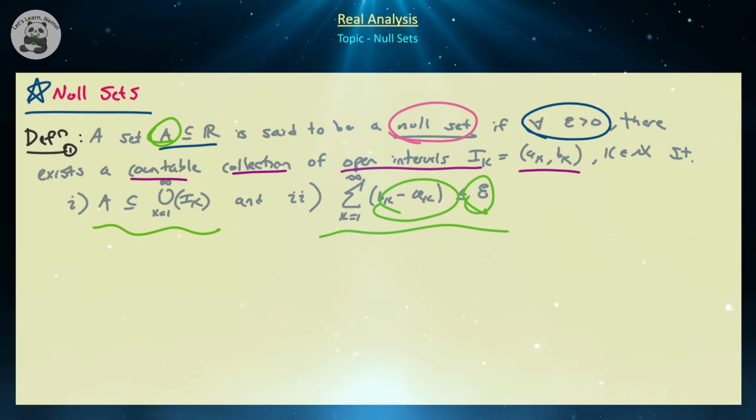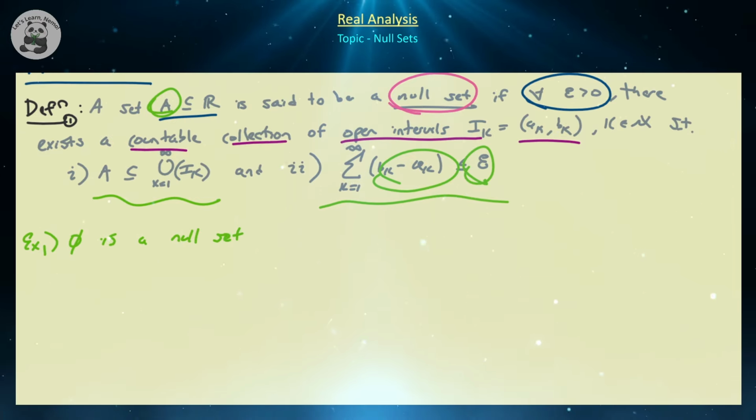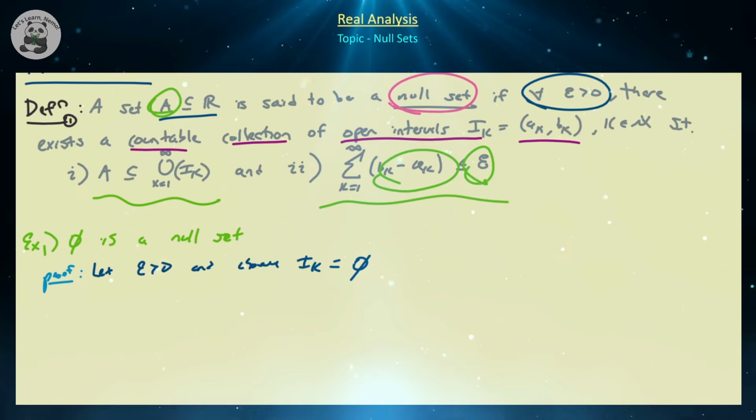So let's do a couple examples to get an idea of what exactly a null set is. The very first example is the empty set. Is this a null set? Indeed it is. So how are we going to prove that the empty set is a null set? We start the same way as we usually do. Let epsilon be greater than 0. And let's choose our intervals to be empty intervals, in particular ones of the form a to a, where a is any real number, your favorite real number, for example pi, square root of 2, e, whatever you want. But they are open intervals, so life is good in terms of that choice.